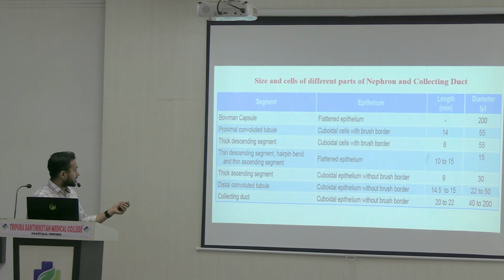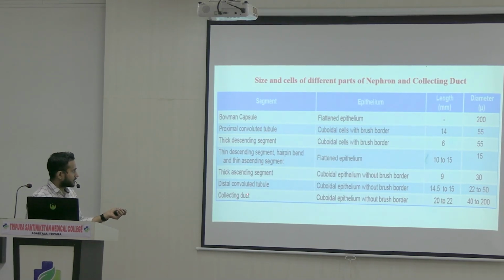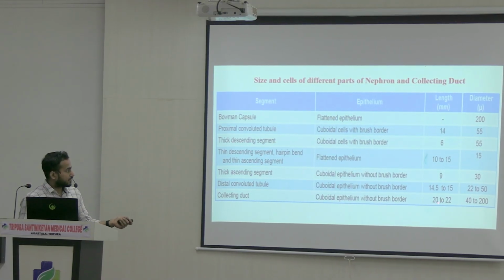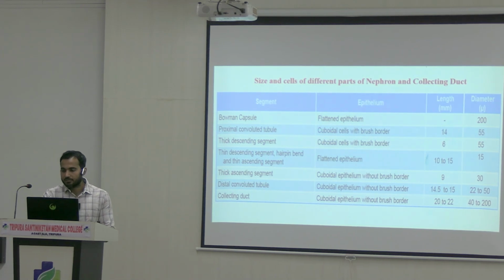Next you can see the PCT, thick descending segment, thin descending segment, hairpin bend, then thick ascending segment, DCT and collecting duct, and then you can see the lining epithelium. Just now I have shown you in the diagram. Then the length of each and every part, and then the diameter of each and every part. Length is given in millimeter, diameter is given in micrometer.